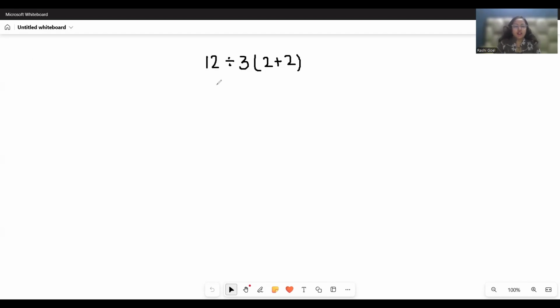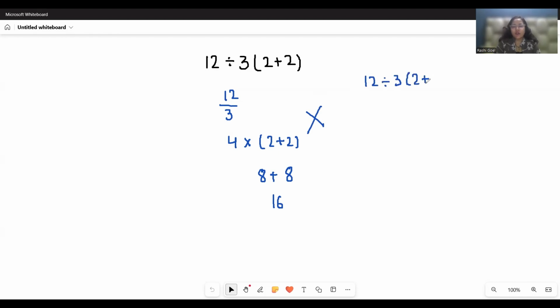Many people start solving from left to right. They solve 12 divided by 3 as 4, then 4 times 2, which is 8, plus 2 gives 8 plus 2, hmm, they get 4 times 2, 8, plus 4 times 2, 8. They reach 16. But this is the incorrect approach to solve. You have to follow certain rules, that is order of operation.